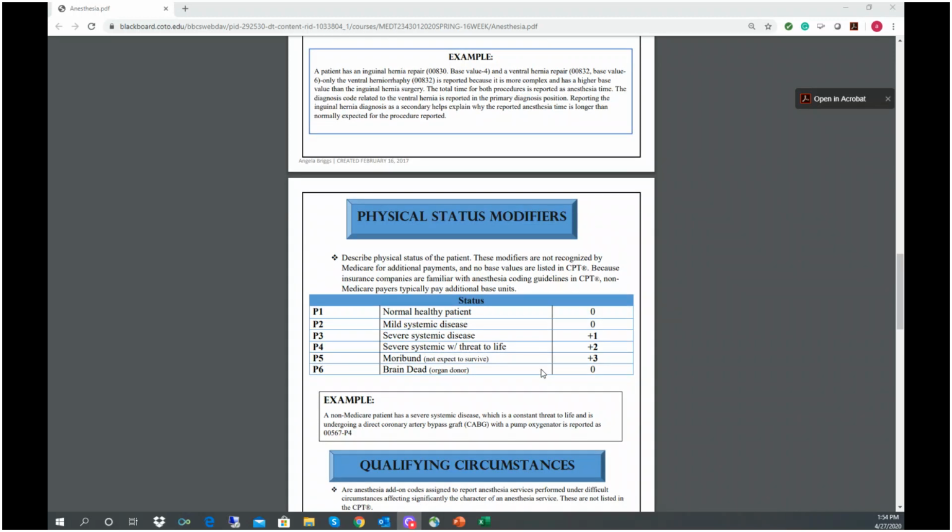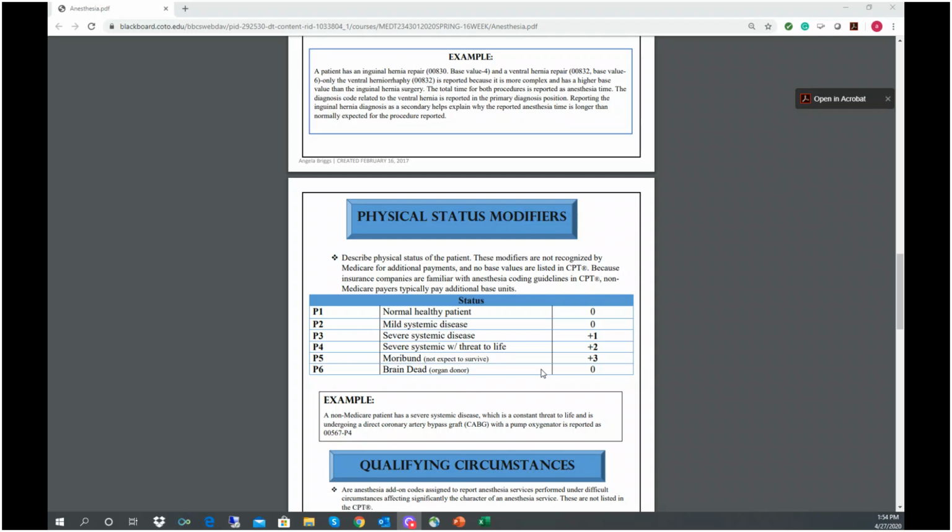Our physical status modifiers, again, you want to make sure that you have this in your CPT book because this is not always given during a certification exam. So although you do not need these particular units for the physical status modifiers on the certified medical coding specialist exam, you do for AAPC to do calculations.